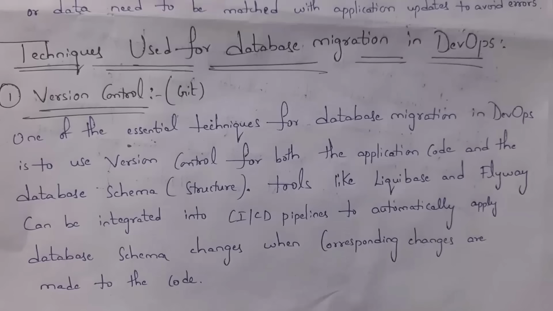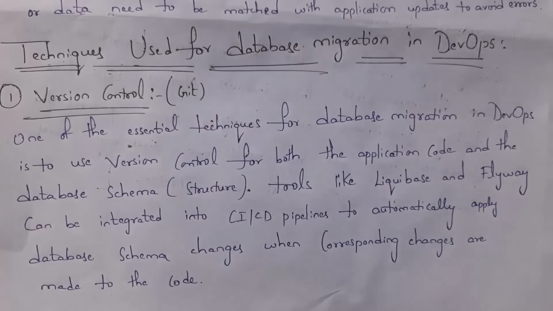In DevOps, we use various kinds of techniques in order to perform database migration. That is nothing but transferring data from one database to another database. The first technique is version control. Version control is nothing but Git software.